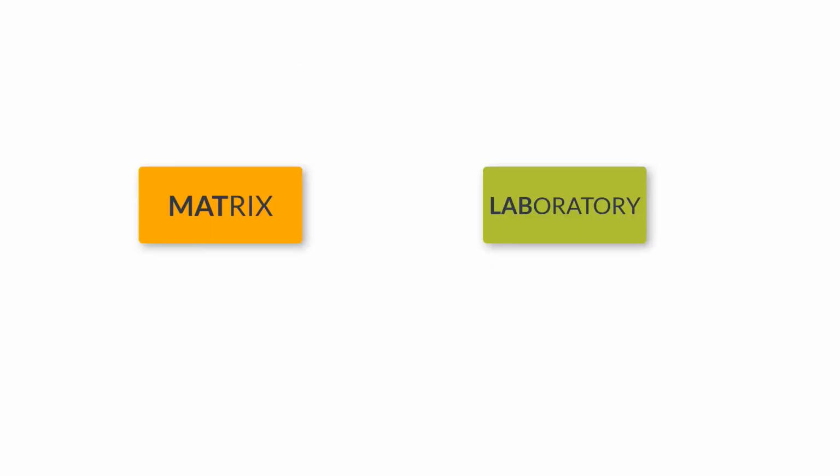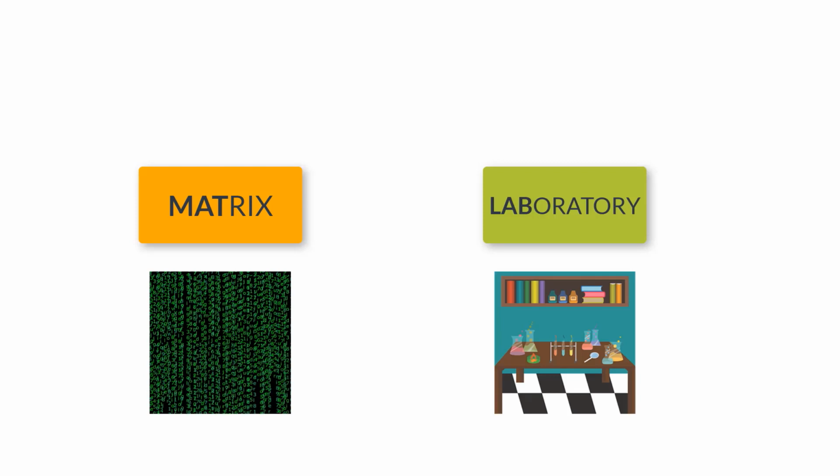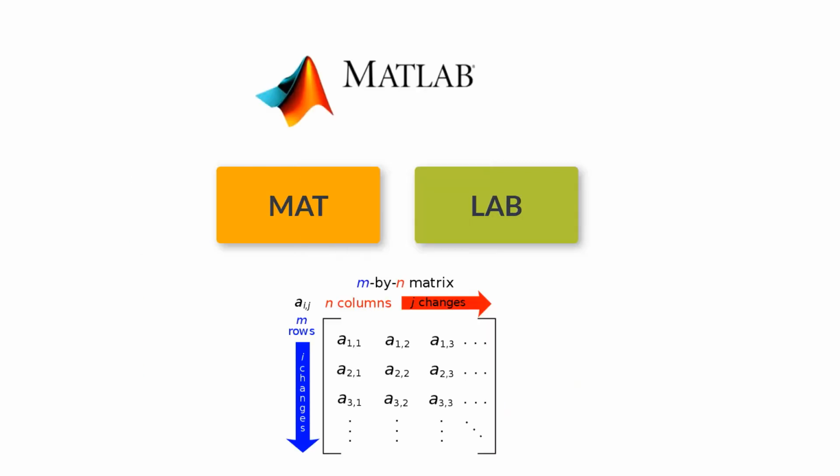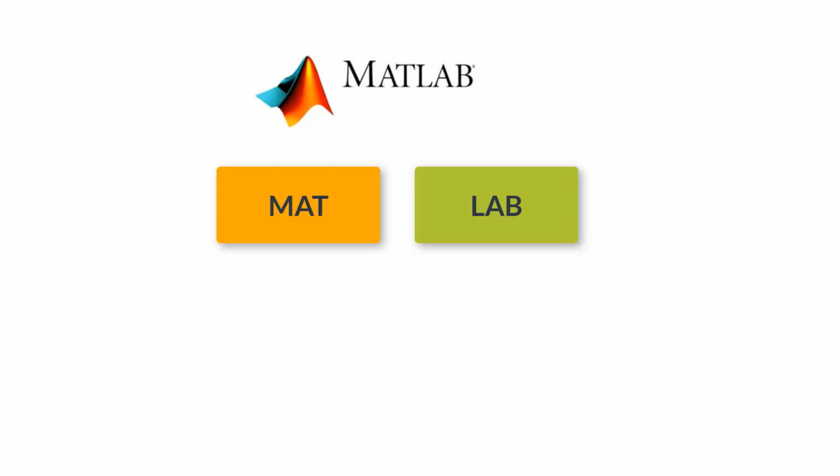You can think of MATLAB as a laboratory for matrices. It is a great platform to work with matrix data. Now let's look at a few basic terminology that we are going to use in this course. A single value is referred to as scalar. A scalar basically has a single row and a single column.